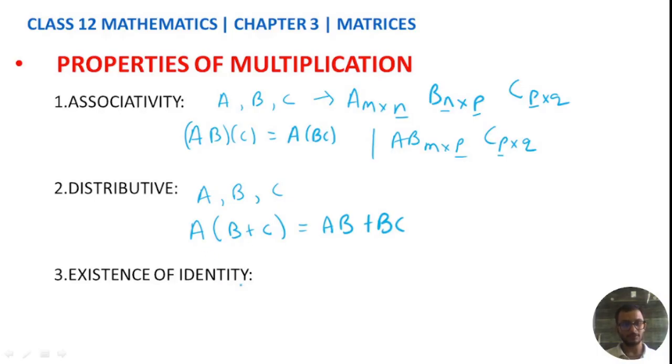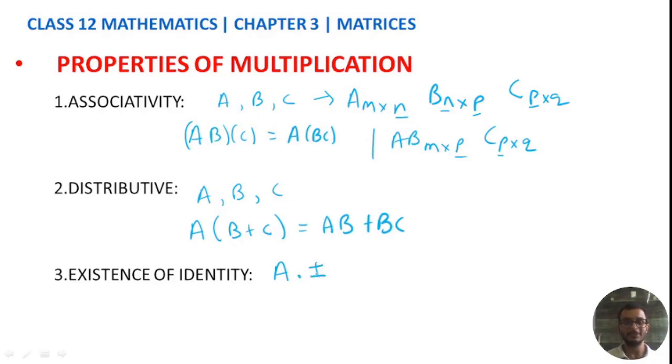Next is the existence of identity. What was the existence of identity in addition? It was the zero matrix. Whether you add 0 from the right-hand side or left-hand side, in whatever way you add 0 to any matrix, you will get your required matrix again. So what will that be in multiplication? If you have some matrix A, what matrix should you take such that if you multiply it with A from the right or left, you get A again? That matrix is our identity matrix.